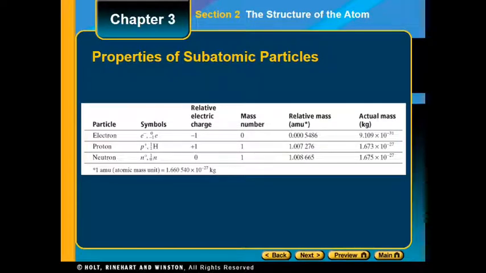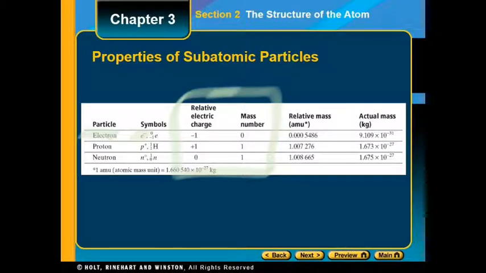So please write this information down. I'm going to highlight for you what you need to know. For the electron, the common symbol for it is e-, and we are going to concentrate on these two parts right here, the relative electric charge and the mass number.